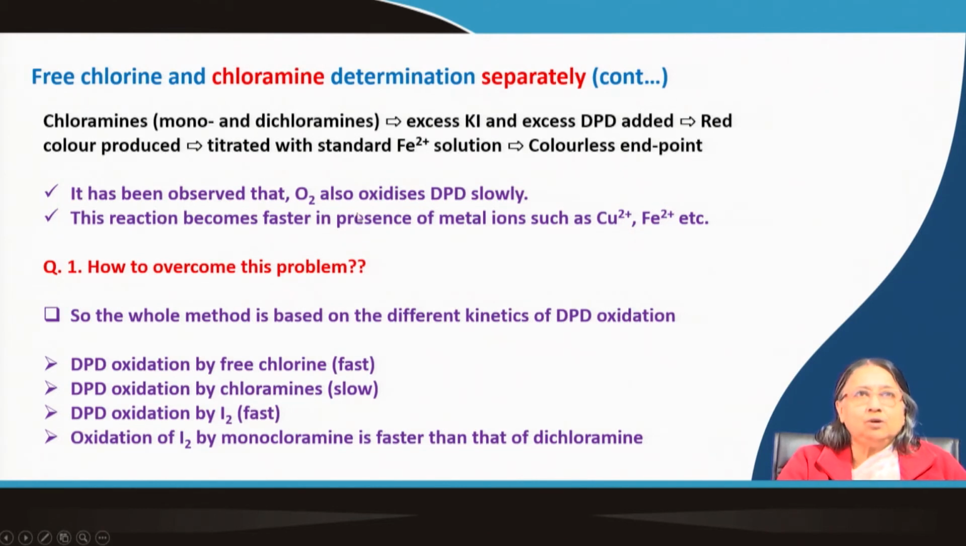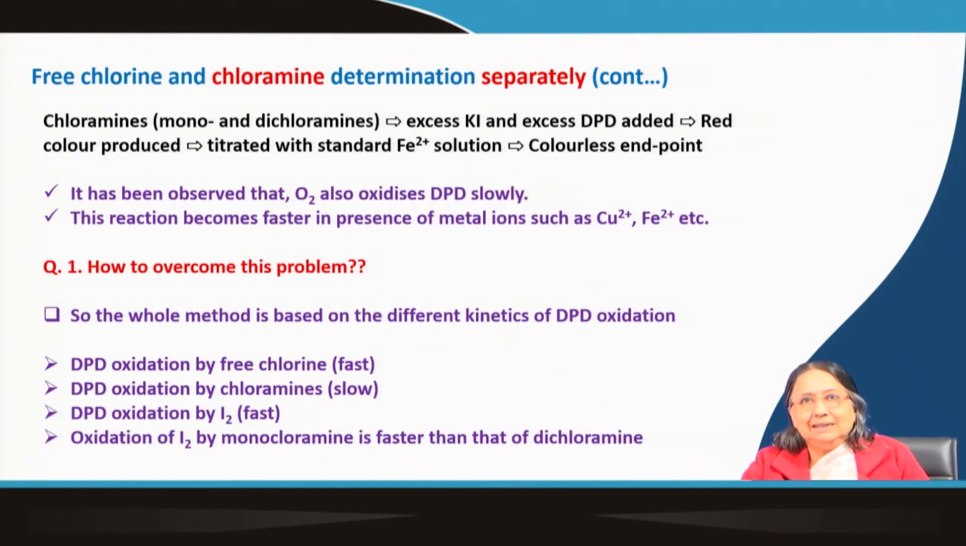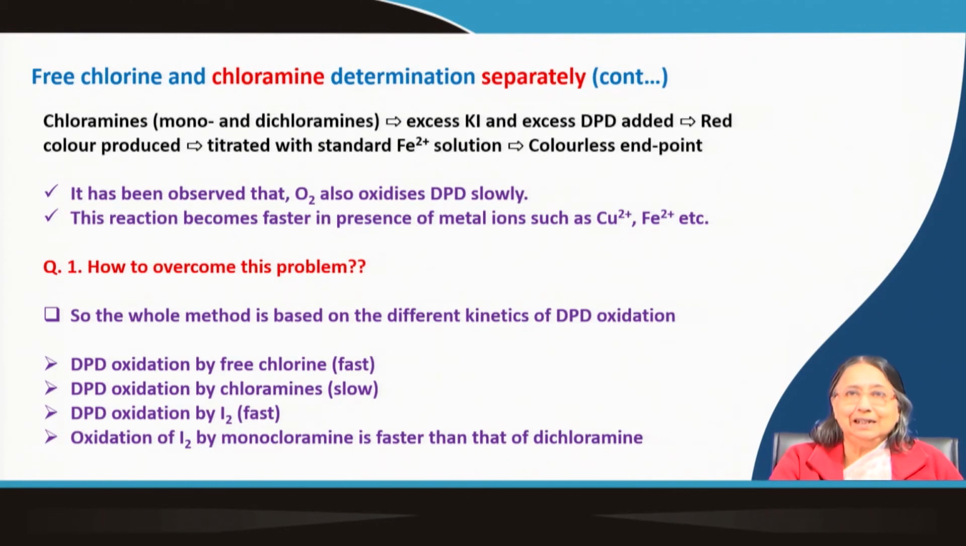It has been observed that oxygen also oxidizes DPD slowly. Oxygen is also an oxidizing agent, right. So, it can oxidize DPD also. This reaction becomes faster in presence of metal ions. Again, if metal ion is there, it catalyzes. So, how to resist it? How to make the reaction of oxygen with DPD slower?